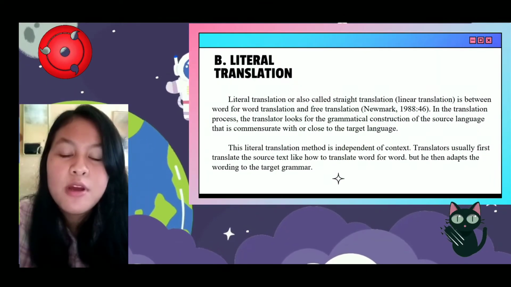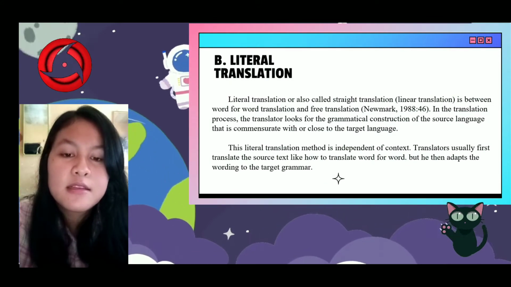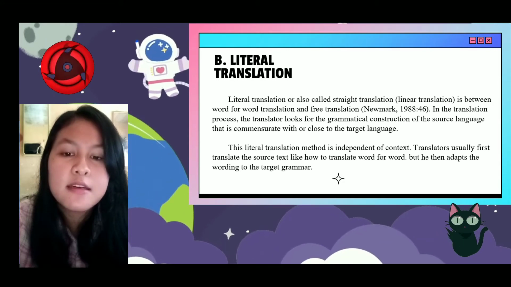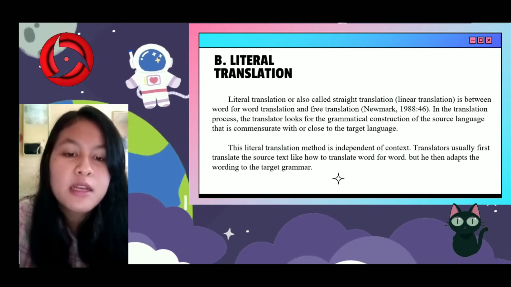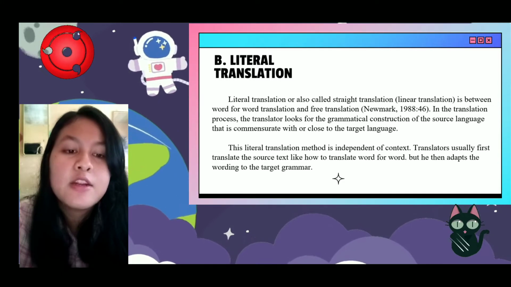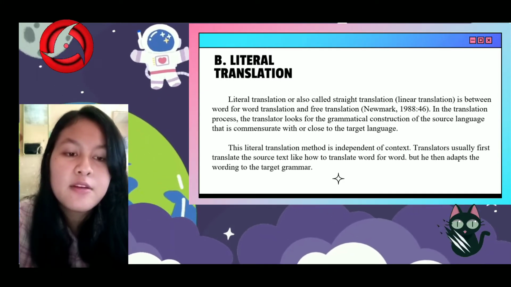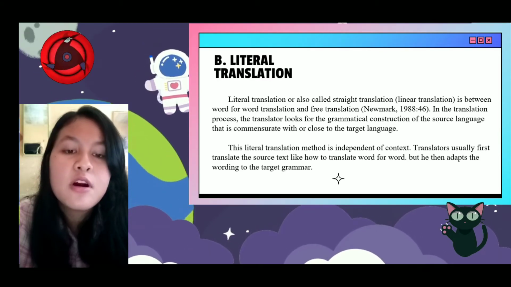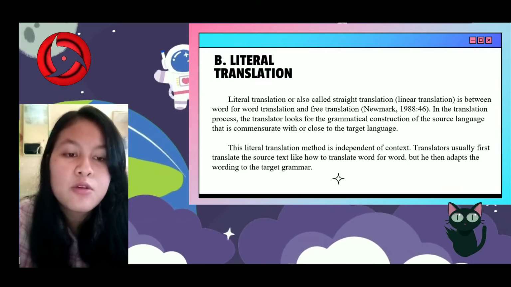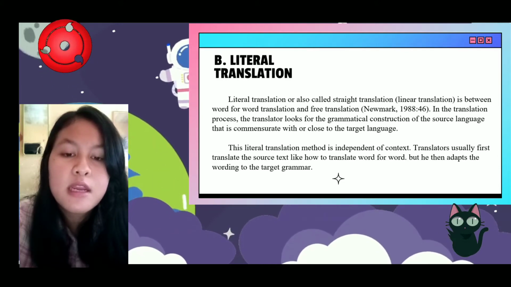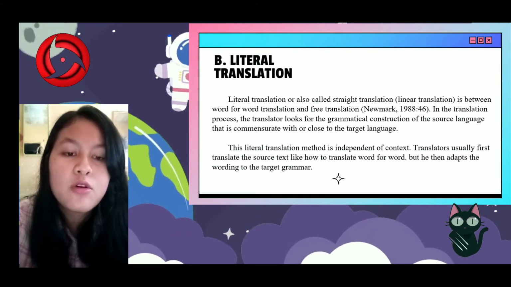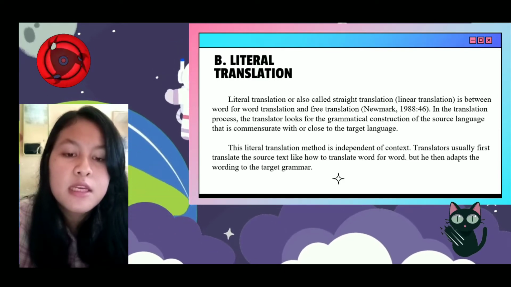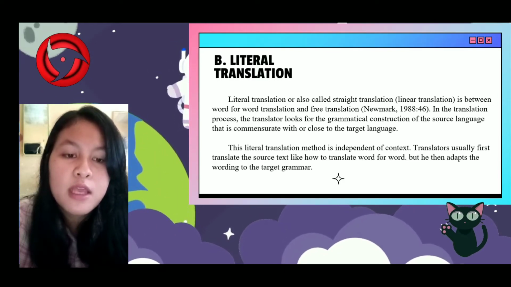Okay, I will continue. Literal translation, also called straight translation or linear translation, is between word for word translation and free translation (Newmark, 1988). In the translation process, the translator looks for the grammatical construction of the source language that is commensurate with or close to the target language. This literal translation method is independent of context.